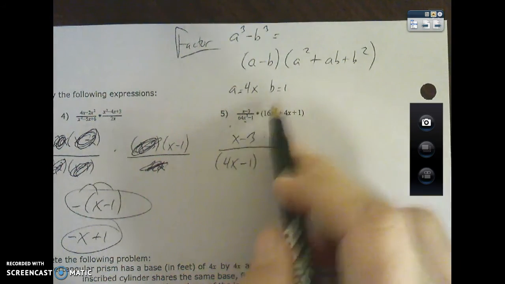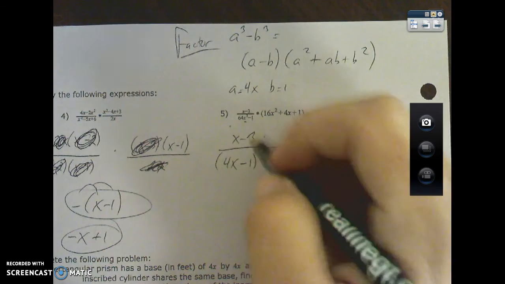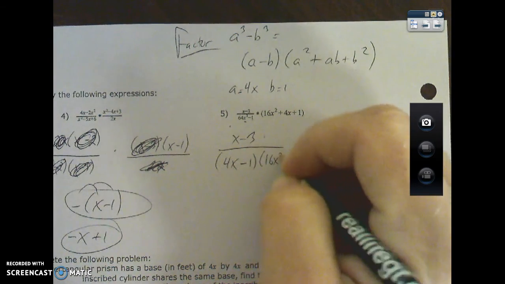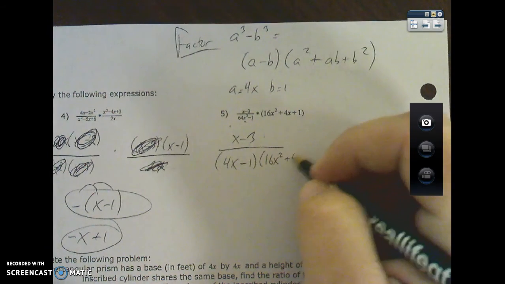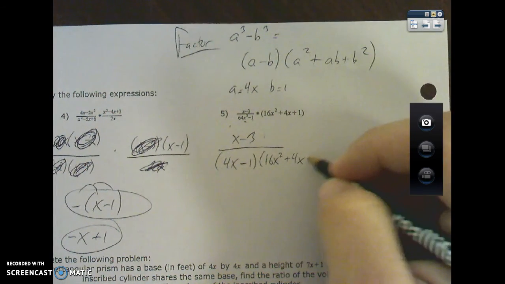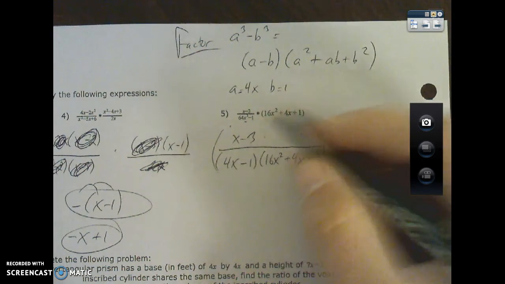Now we're going to plug this into our formula. So 4x squared gives me 16x squared. 4x times 1 is just 4x. And then 1 squared is 1. So that's all just this first term.